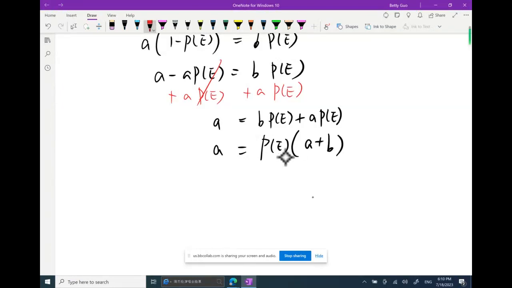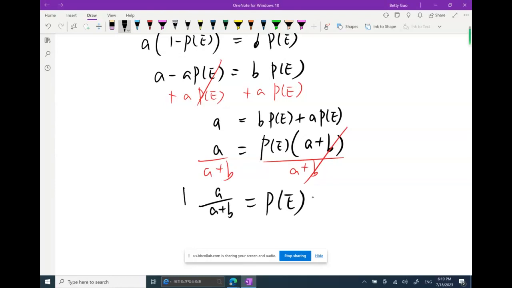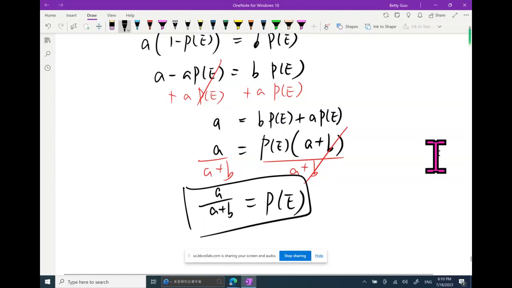And then on each side we divide by A plus B. Cancel. Then on the right hand side we have P of E isolated, and on the left hand side we have A over A plus B. So that's the answer I just choose, right?